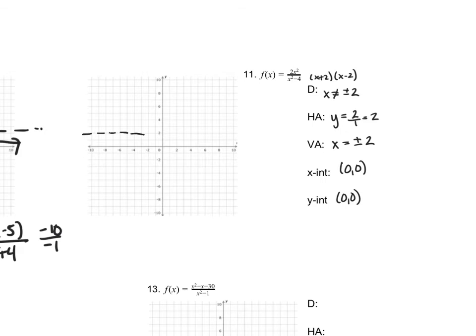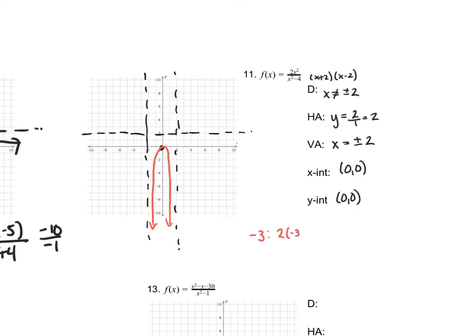So my horizontal asymptote is at 2. My two vertical asymptotes are at negative 2 and positive 2. And my 0, 0 goes there, so we're going to have this guy come right here. I'm going to pick 2 points, one to the left, so negative 3. So 2 times negative 3 squared over negative 3 squared minus 4. So that's 18 over 5. So that is definitely over 2. So that's going to be here. And because both of the x's are squared, when I pick positive 3, I get the same y value.